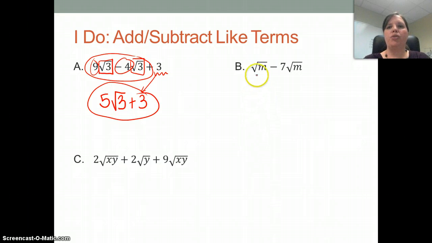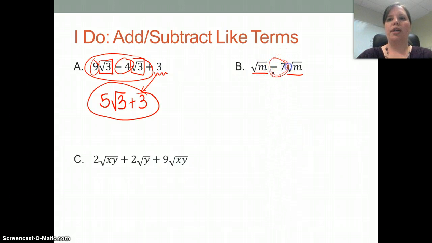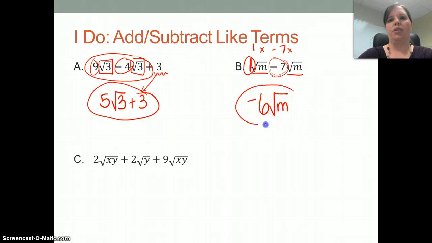For letter B, we have square root of m minus 7 square root of m. So the square roots match, so these are like terms. What are we subtracting away? We're trying to do the coefficients, so we're saying minus 7 square roots of m. It's just like if this was x minus 7x. What's the number in front? It's a 1. So the coefficient of the first one is a 1. So it's 1 minus 7, negative 6, and we have negative 6 square roots of m.